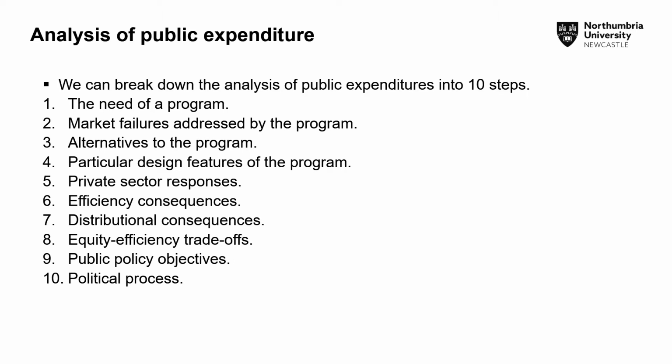So first of all, we have to discuss the need of a program. What market failures are addressed by such a program? That is why we need a program. What are some of the alternatives to a public expenditure program that is instituted to address market failures? Then we'll discuss particular design features of the program. We'll speak about private sector responses to the implementation of a program, and there are a number, so we will mention these. We will also discuss the efficiency consequences, distributional consequences, the equity efficiency trade-offs, and public policy objectives and the political process that is involved in such programs.